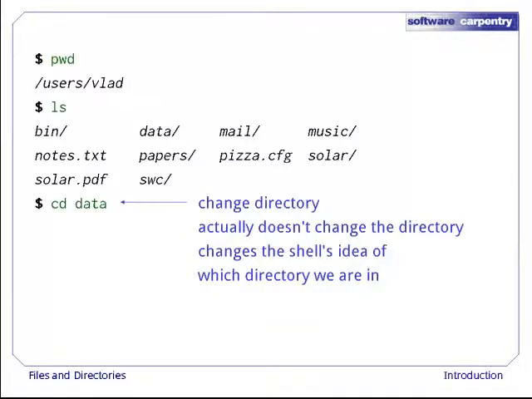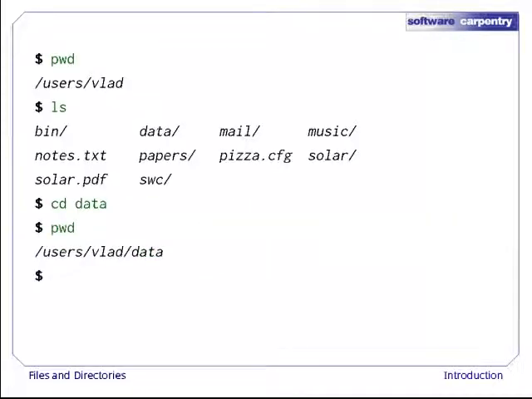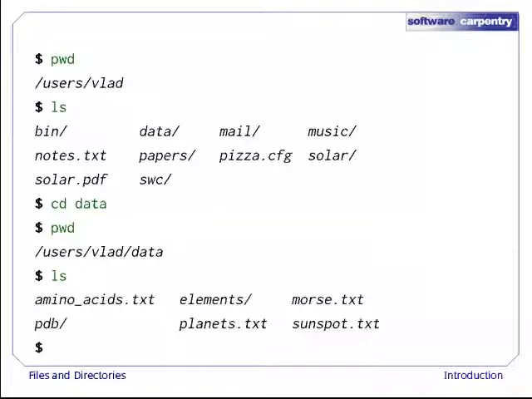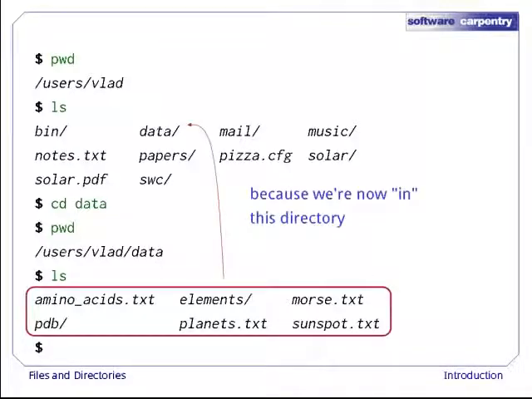cd doesn't print anything, but if we run pwd after it, we can see that we are now in /users/vlad/data. If we run ls without arguments now, it lists the contents of /users/vlad/data, because that's where we are now. Okay, we can go down the directory tree.